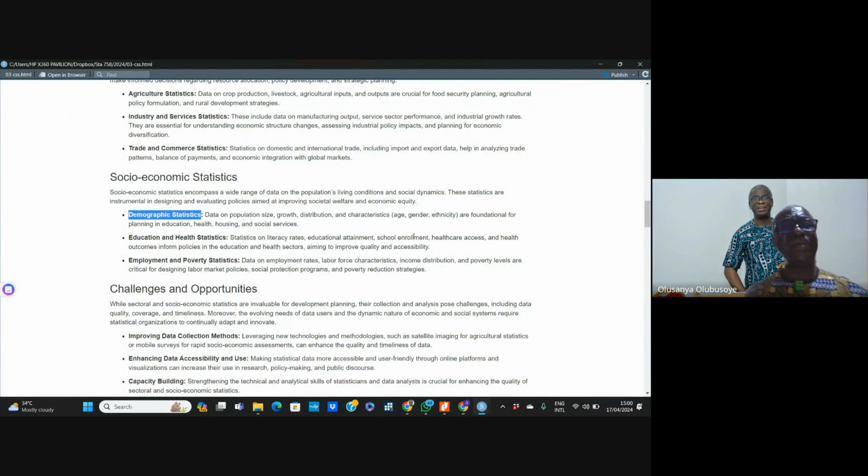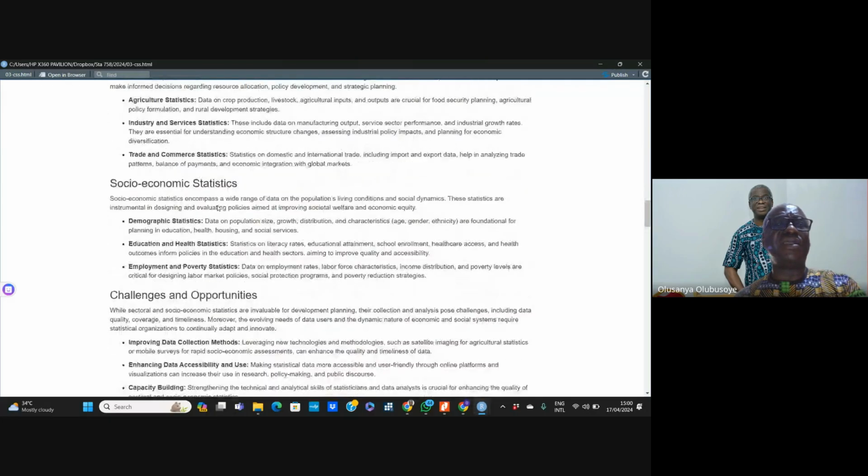So we have demographic statistics, then education and health statistics. We have employment and poverty statistics. There are other socioeconomic ones which are not here. Crime statistics is also socioeconomic statistics. Immigration statistics, and so on and so forth. You can also think of that.